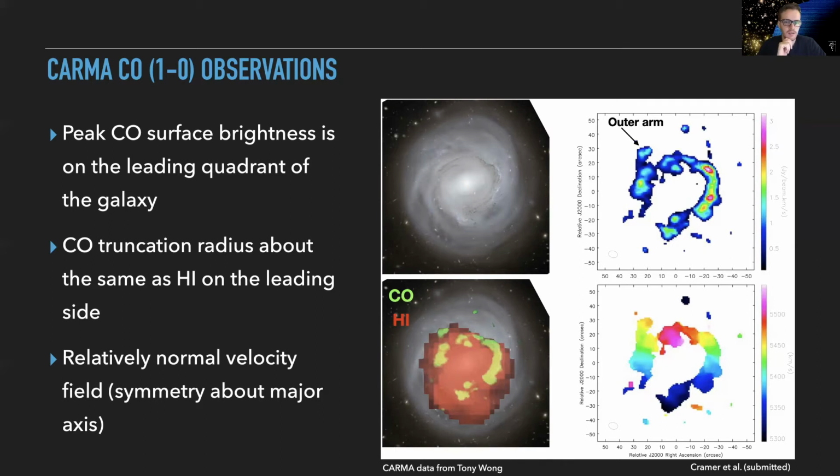And the velocity field is shown at the lower right. And you can see it looks relatively unremarkable. It looks pretty symmetric about the major axis, which is about perpendicular.